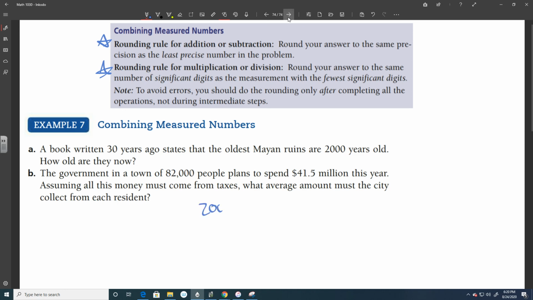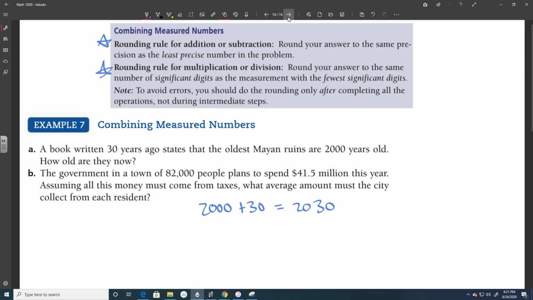Well, they were 2,000 years old 30 years ago. So if I take 2,000 and add 30, that means that they're 2,030 years old. Kind of. When we're dealing with significant digits or precision, it says that we need to round your answer to the same precision as the least precise number in the problem.